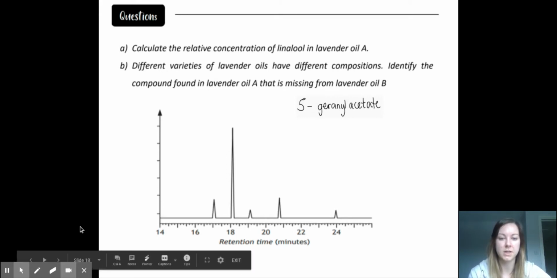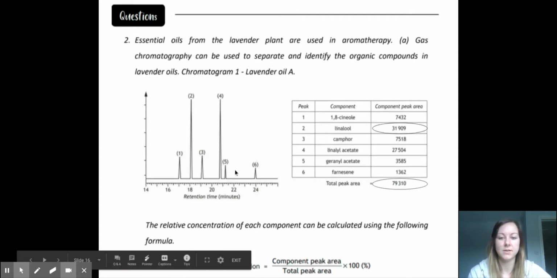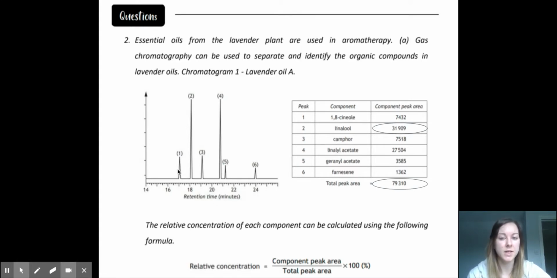So this is a chromatogram from B. We've got 1, 2, 3, 4, 5 peaks on B, but we have 6 on A. So what we need to do is look for where the missing peak is. Now, this doesn't necessarily mean that the peaks need to be the same heights. They just need to be in the same places.